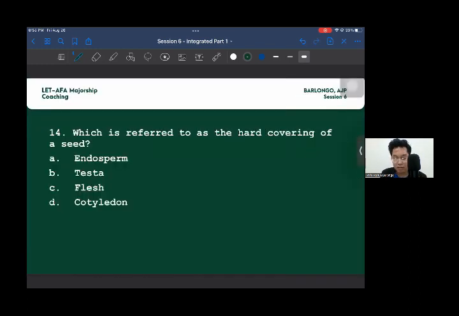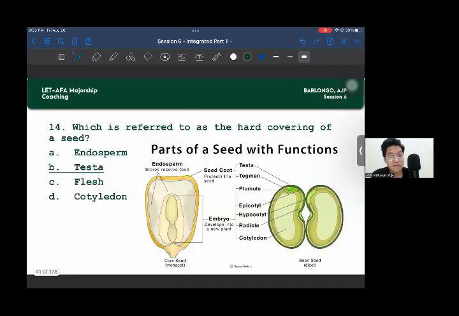Number 14, ito, which is referred to as the hard covering of a seed. A, endosperm, B, testa, C, flesh, or letter D, cotyledon. So this goes in your basic crop science. Doon tayo magsisimula sa seed. The answer for this one is letter B, which is testa.